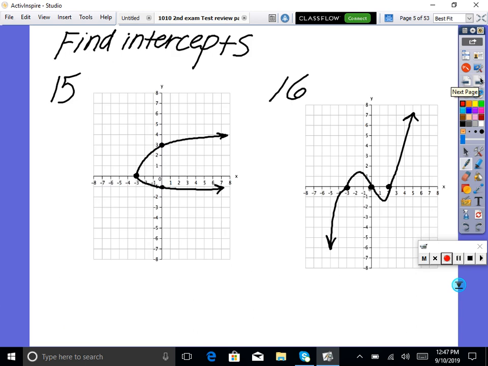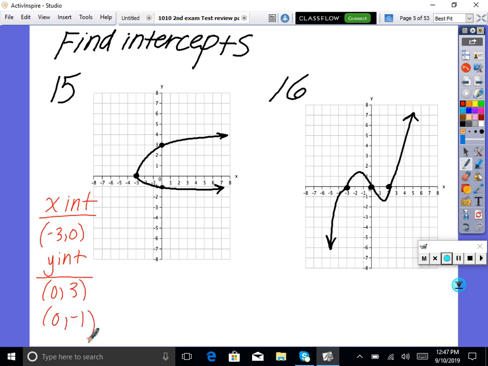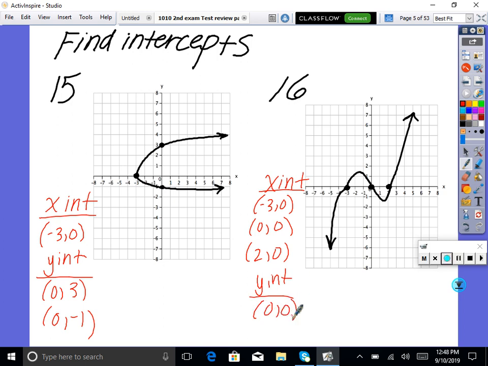This is find the intercepts, so we can just eyeball it. So you would write specifically x-intercepts. That's where it crosses the x-axis. We write these as xy points. That would be -3 up 0. Y-intercepts are when x equals 0, but we can just look over 0 up 3, over 0 down 1, and then same thing here. So you'd say x-intercepts are where it crosses the x-axis, so it looks like that's -3 up 0, then 0, 0, then over 2 up 0. Our y-intercept is 0, 0. Notice our x and y-intercept are the same. That's okay. That will happen.